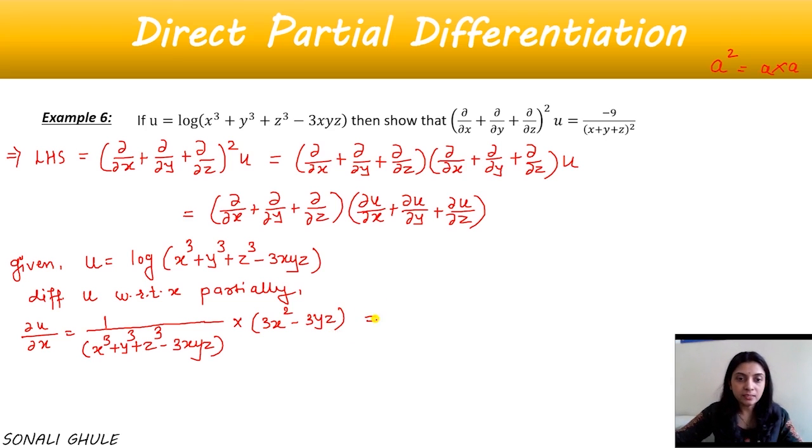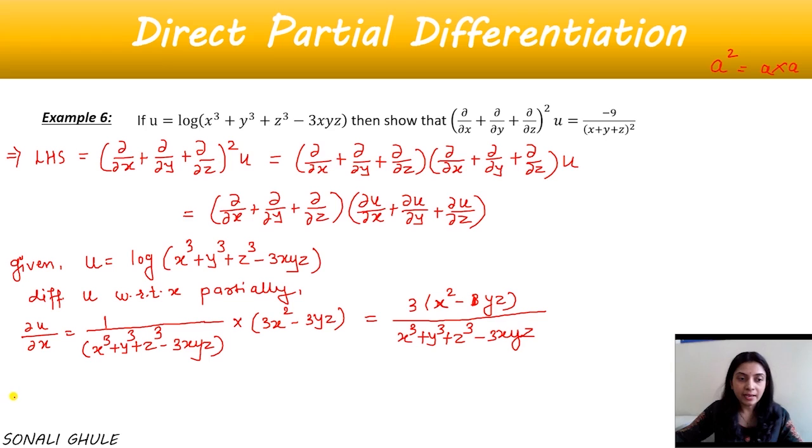Now I can write this with 3 common: x square minus, we have taken 3 common, so the remaining term is only yz, upon x cube plus y cube plus z cube minus 3xyz. Okay, but if you see here in the function, x cube is there, y cube is there, z cube is there, and 3xyz is there. It means all these functions in x, y, z are the same, right?